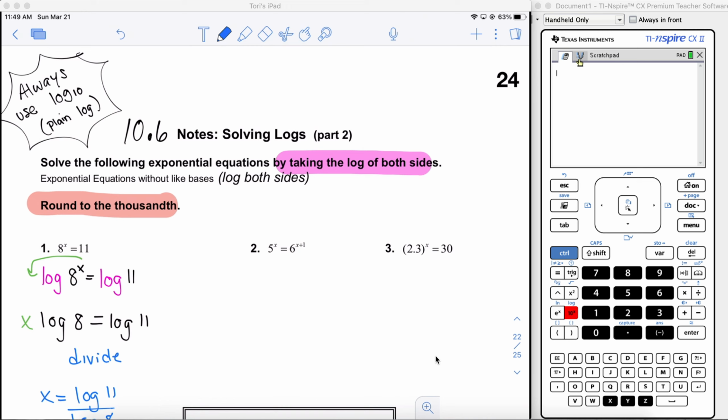Hey guys, we're back with the last and final video for 10.6. We are going to be continuing to solve logs, but we are going to do this with a calculator. So you will need a calculator or Desmos available for this one.